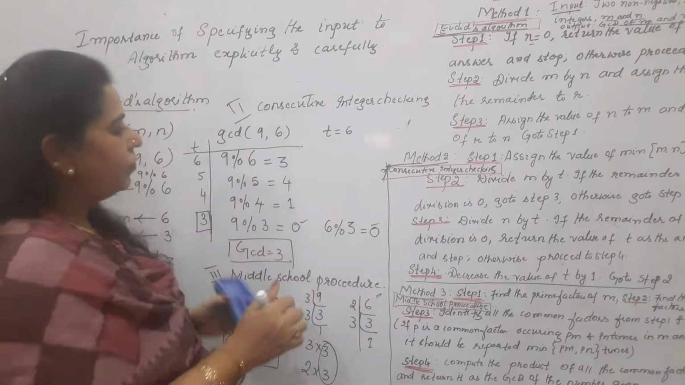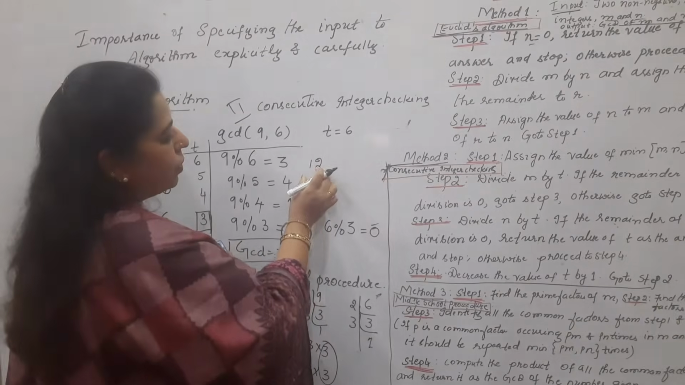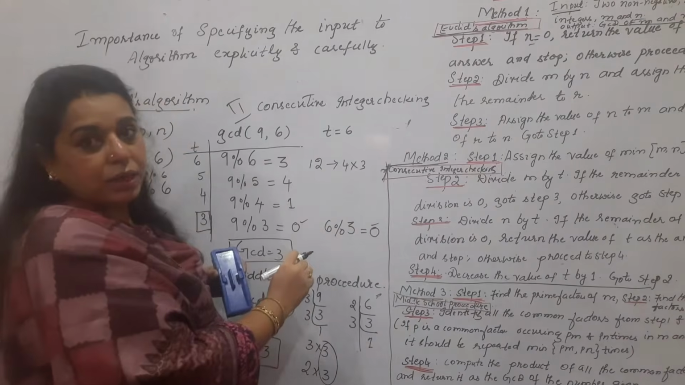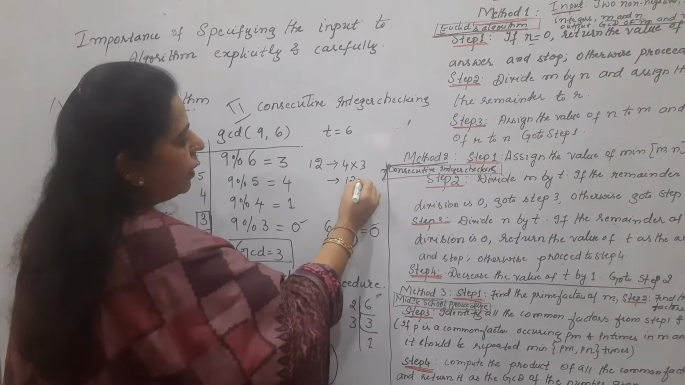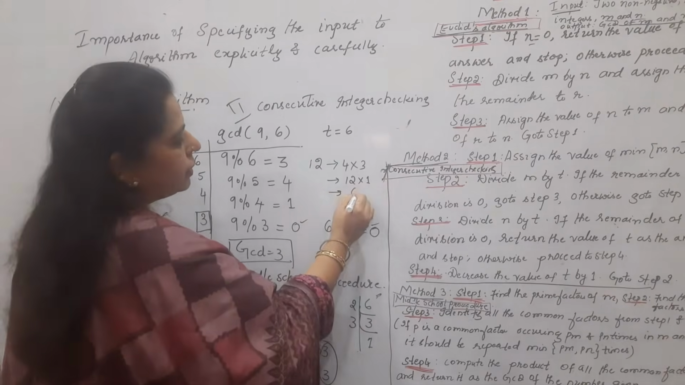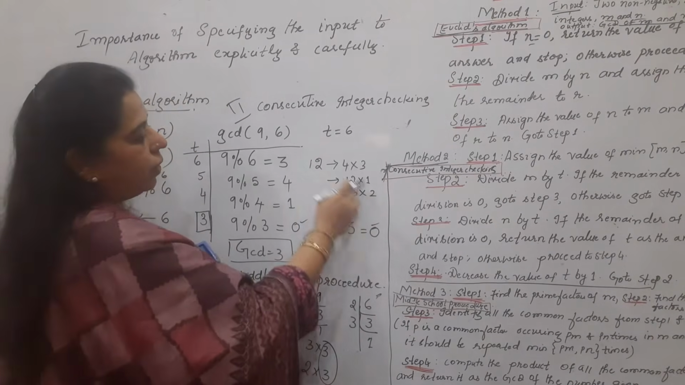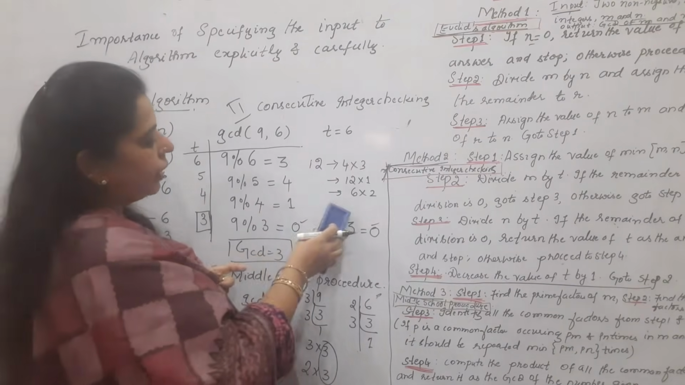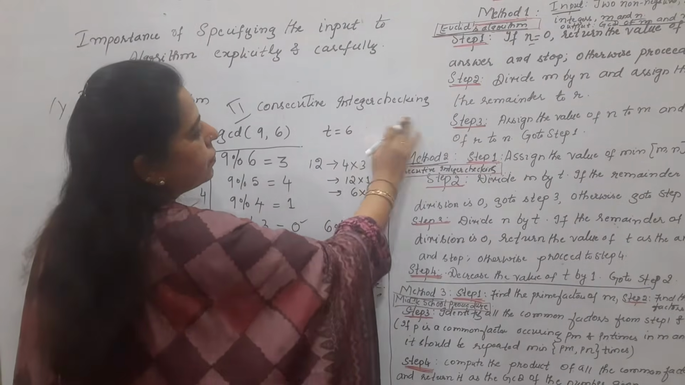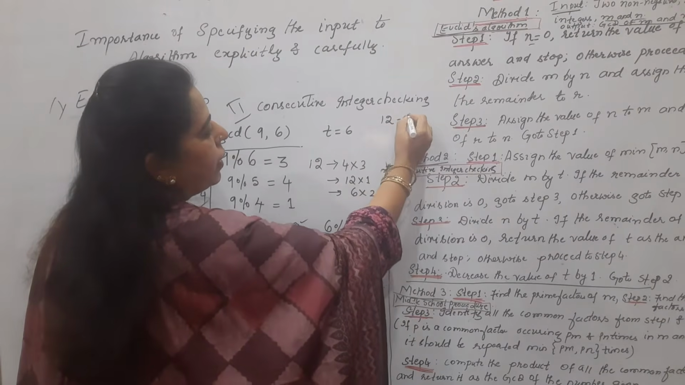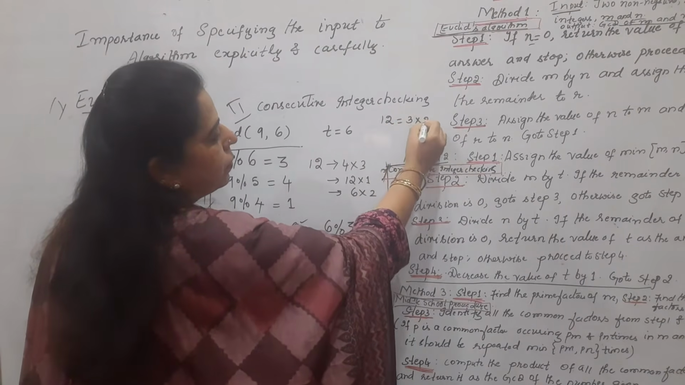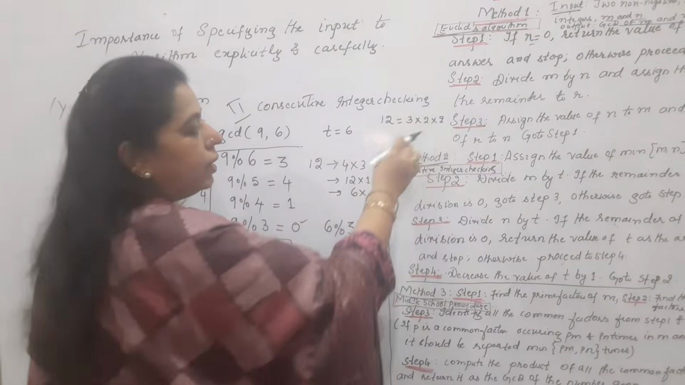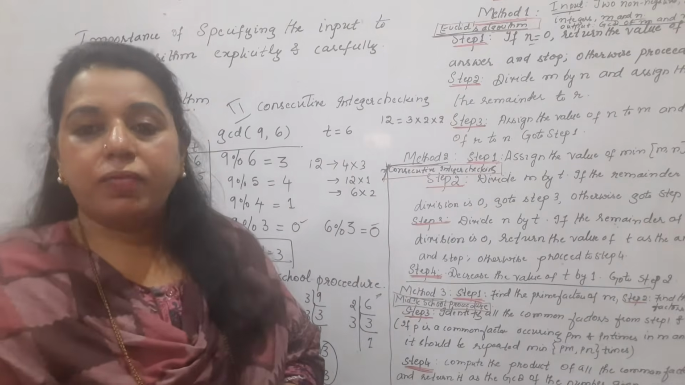For example, suppose I have a number called 12. I can write 4 into 3 as factors of this number, 12 and 1 as factors of the number, and 6 into 2 as factors of this number. So all these are the factors of the number. But if I have to write the prime factors of 12, then it will be like this: 3, 2, 2. Fine, because these are the prime numbers which are divisible by 1 and by itself.